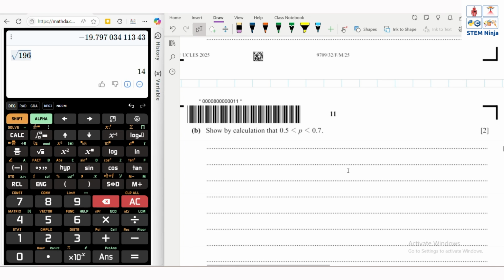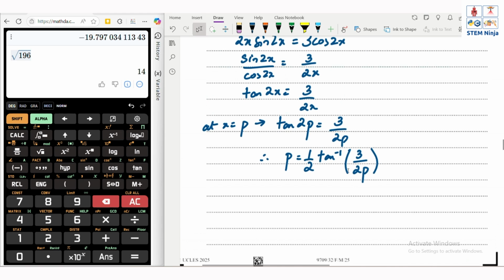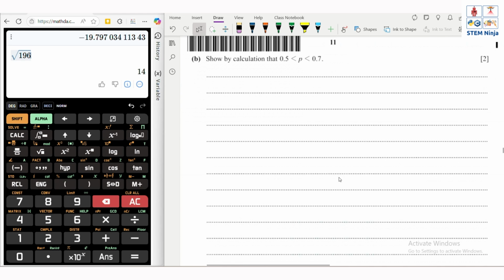Show by calculation that p lies between 0.5 and 0.7. So all we have to show is that when we plug in p equal to 0.5 we get some value, and with p equal to 0.7 we get another. We just have to show the sign difference between them.